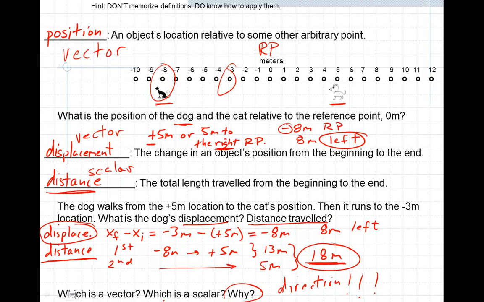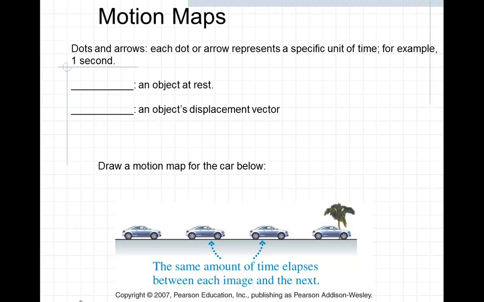Let's now go on and look at motion maps. Now, motion maps, I think, are extremely important in kinematics. Make sure that you always draw your motion map, especially when you get stuck. Now, in motion maps, we use dots and arrows. Each dot or arrow represents a specific unit of time. For example, 1 second. It could be 1 hour. It could be anything. But for the most part, we use 1 second.